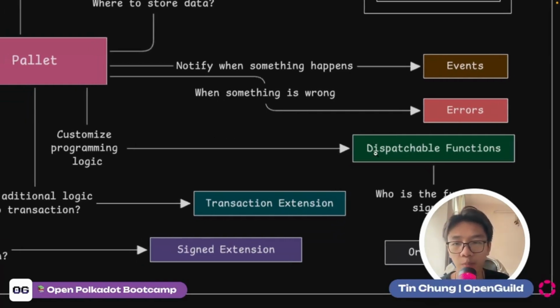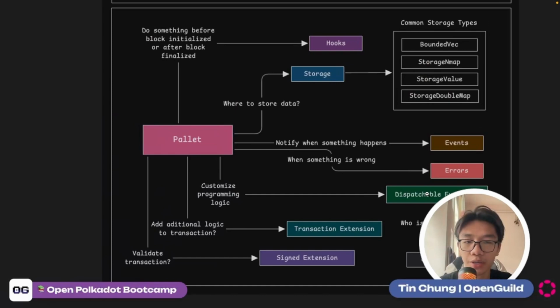Another one is the dispatchable function. This is one of the most core components of the pallet, and it acts as the entry point for all the functionality of the pallet. In terms of Substrate, we can also call a dispatchable function an extrinsic, because whenever you dispatch a function, it basically generates a new transaction and submits it to the chain. The dispatchable function is responsible for handling the customization of the programming logic of a chain.